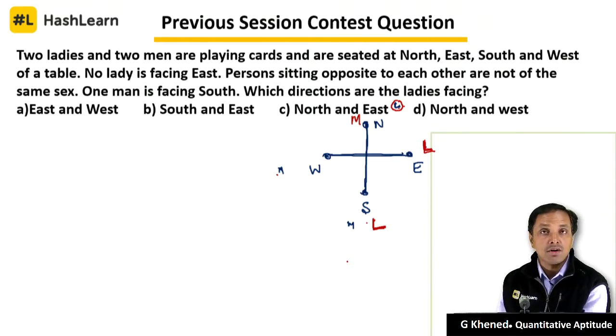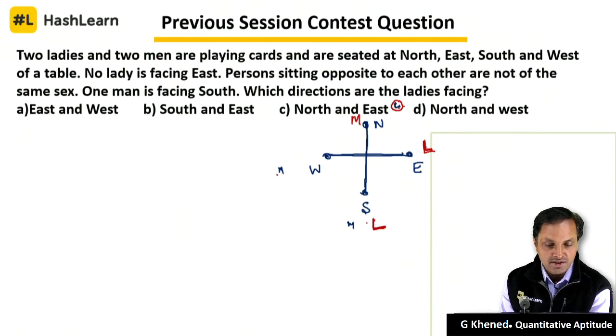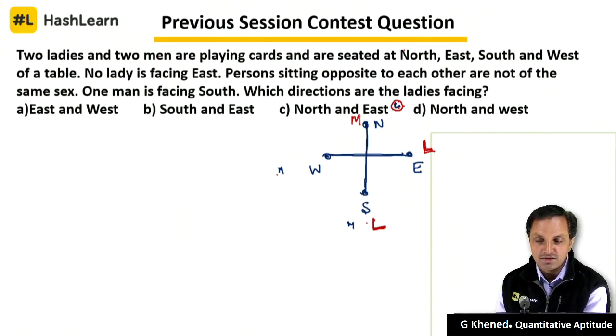Fine. Now, let us cross check that the question is matching with the representations along the various directions. Two ladies and two men are playing cards and seated north, east, south, west. No ladies facing west, fine. No lady is facing east means this lady is facing west and this lady is facing north, fine. We are okay with that.